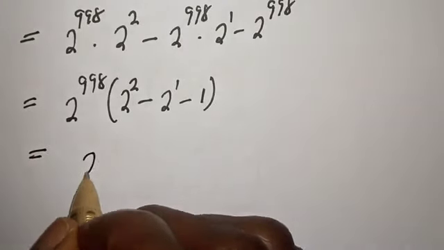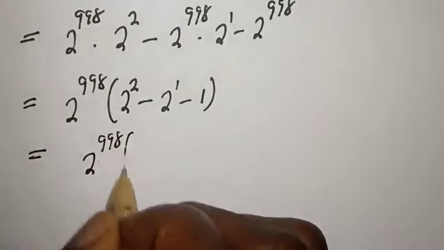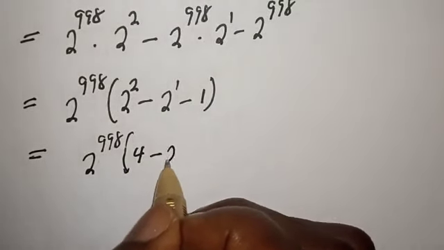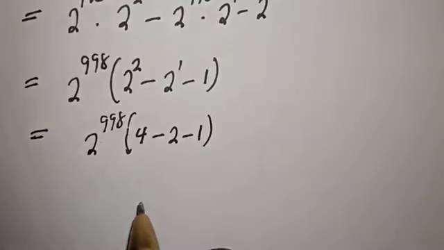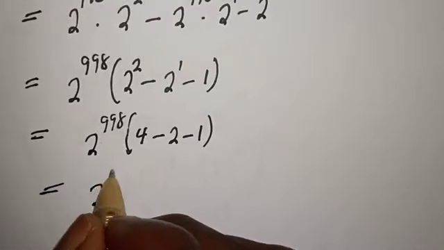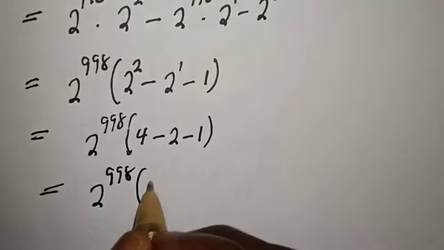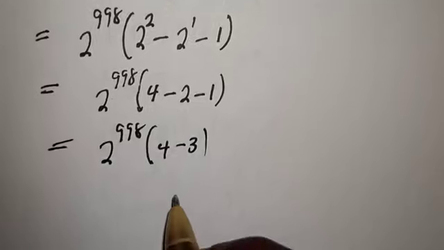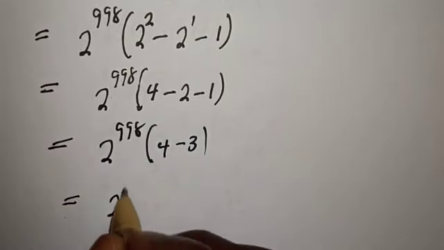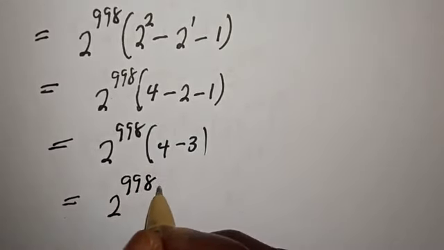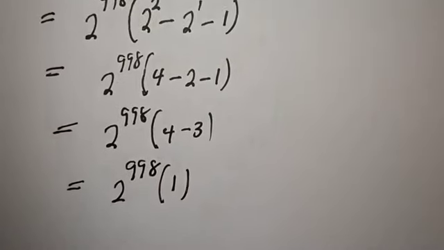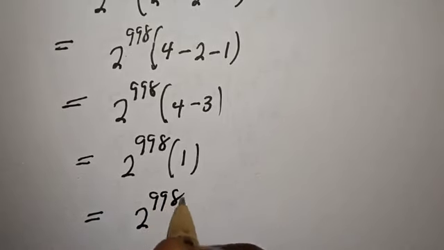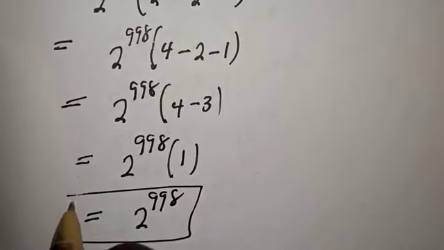Equal to 2 raised to power 998 bracket 2 square is 4 minus 2 raised to power 1 is 2 minus 1, equal to 2 raised to power 998 bracket 4 minus 3, equal to 2 raised to power 998 bracket 1, and this is equal to 2 raised to power 998. And this is the final answer.